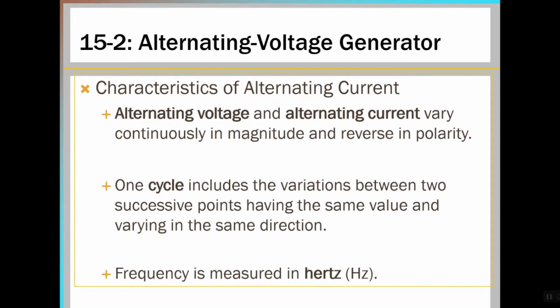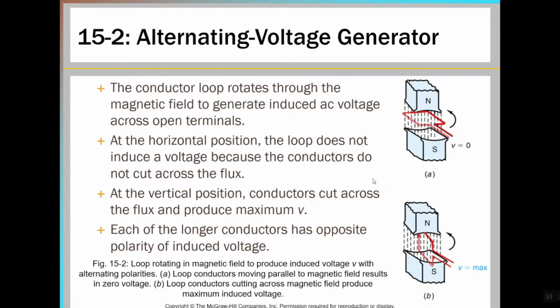The magnitude and direction of the voltage and the current alternate between positive and negative. One cycle is the period between two of the same value, such as when it starts at 0 going up. The next time it crosses going up, that will be the second one. And the frequency is measured in hertz.